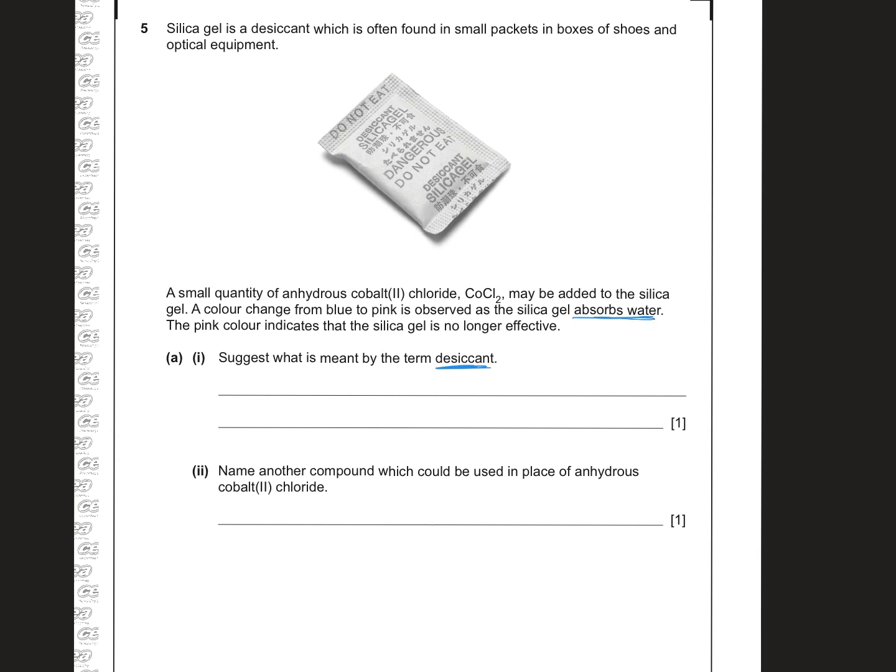Right? It removes water or moisture from the air. So it acts as a drying agent. That obviously then helps to keep the product dry.